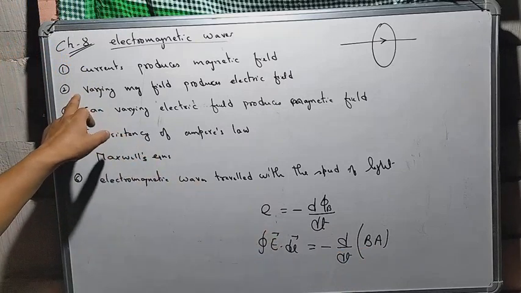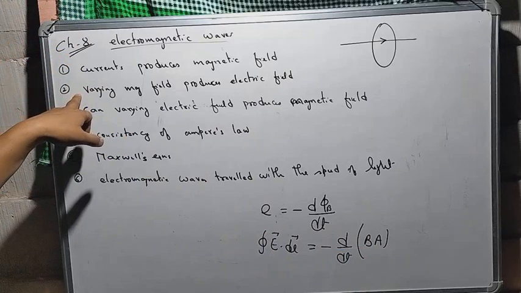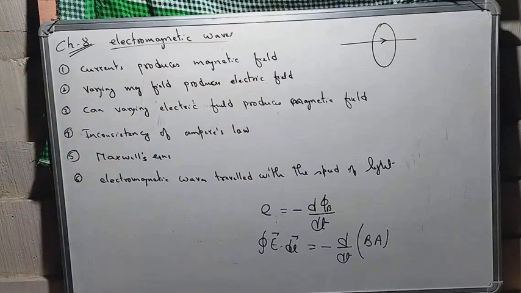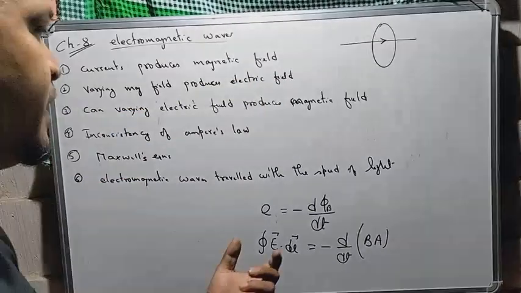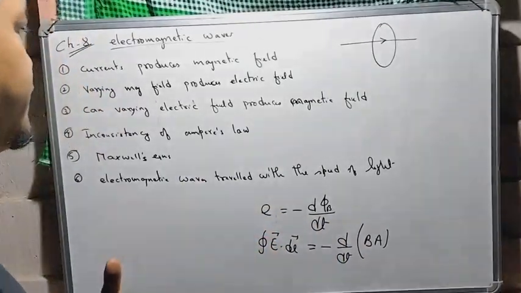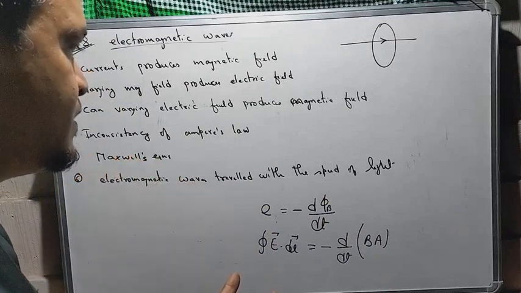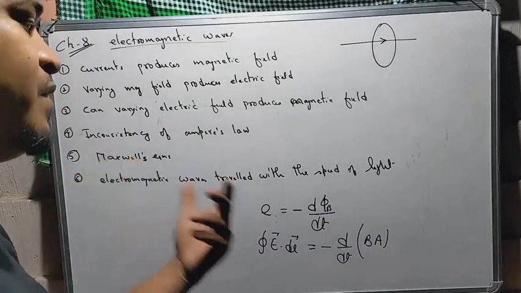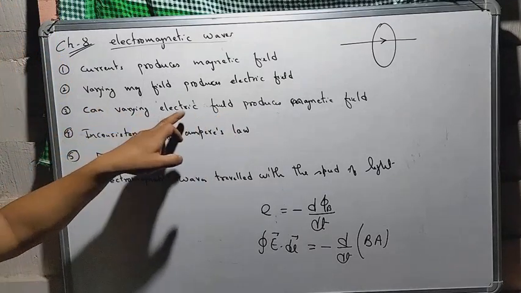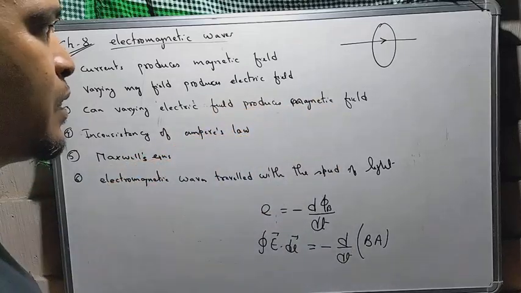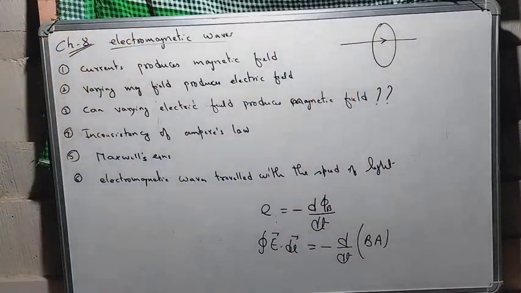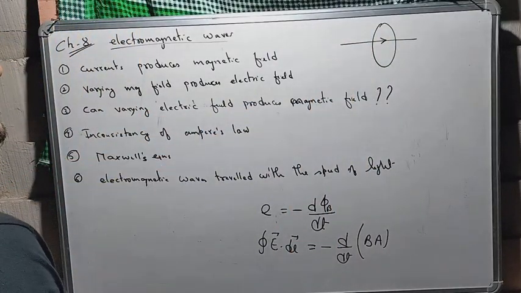So that is how I have written here that a changing or varying magnetic field always produces an electric field. Now the question is, if a changing magnetic field produces an electric field, can't we get a magnetic field from a varying electric field? This is number 3. Can a varying electric field produce a magnetic field? So this is a big question mark. And the answer to this question is yes.